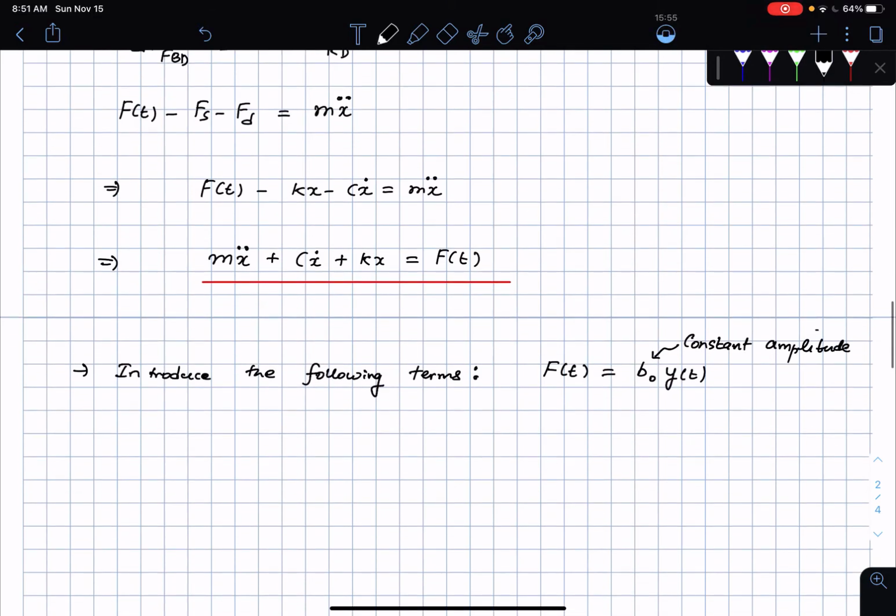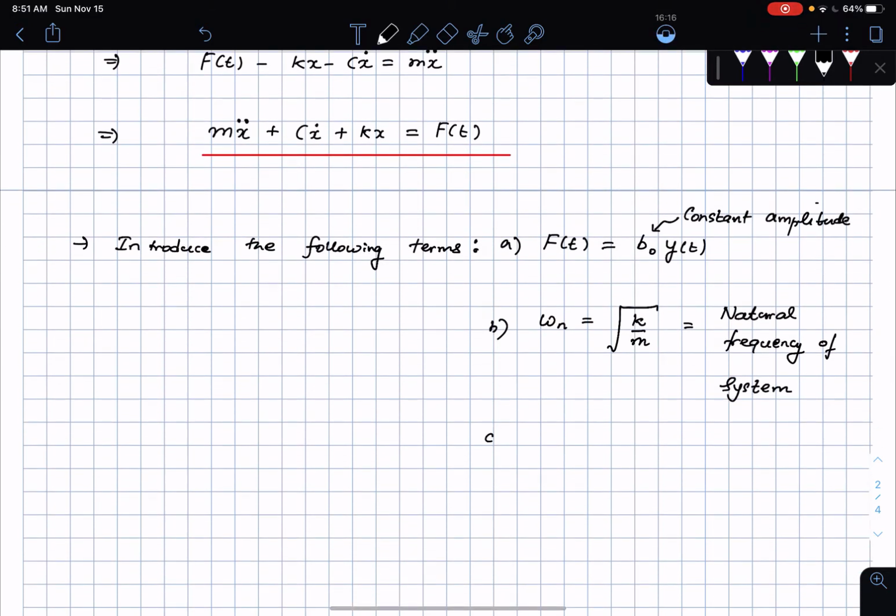And then I'm going to introduce another quantity which I'm going to call omega n, which is going to be square root of k by m. This is called the natural frequency of the system. And the third thing I'm going to introduce you to is called the damping ratio zeta. Zeta is c by 2 times m times omega n. This is the damping ratio.